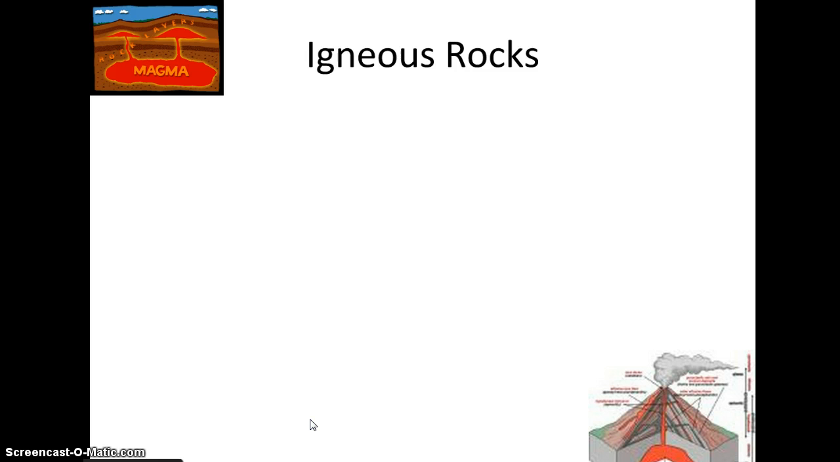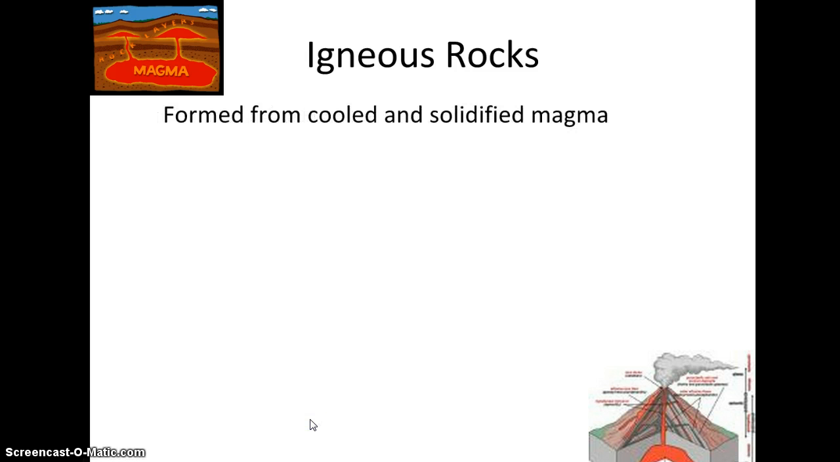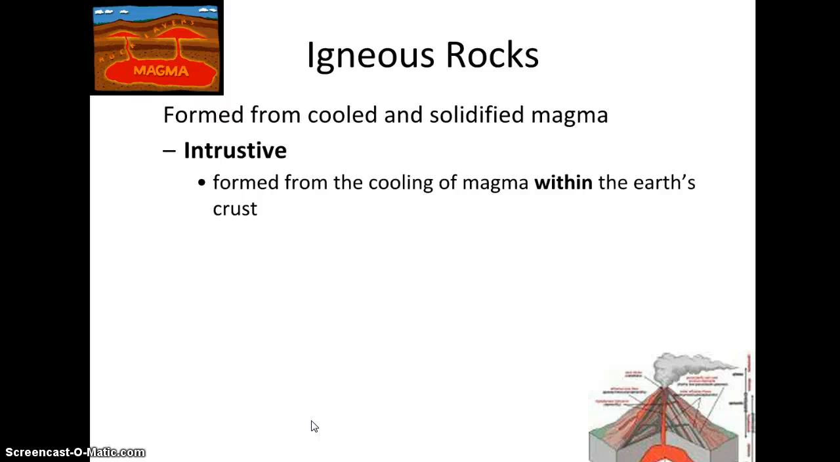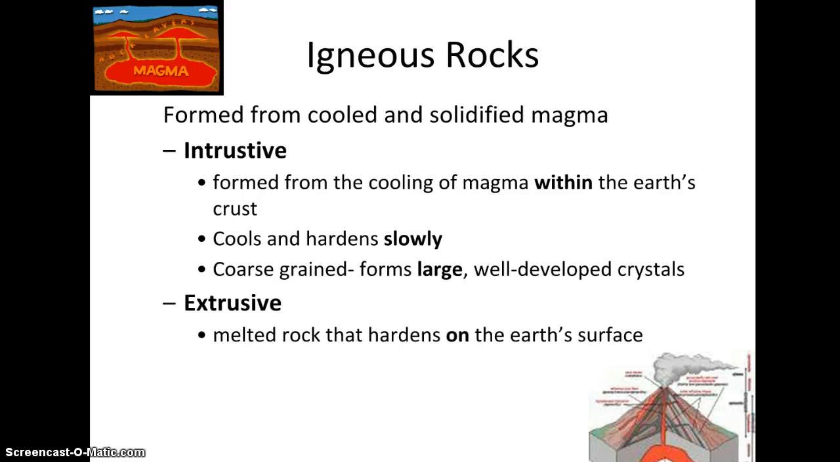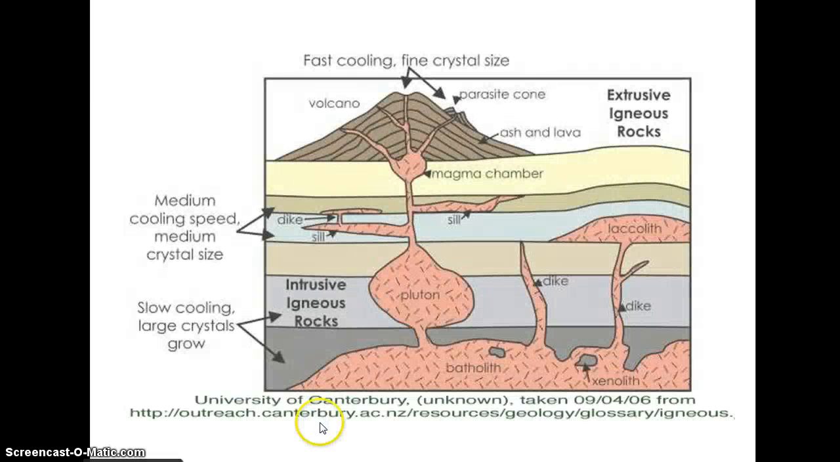So igneous rock, I'm just going to go over really quickly. You don't have to take notes on this because we talked about it in class. But if you remember, that's formed from cooled and solidified magma. It's either intrusive, which means it was cooled within the Earth's crust, and it cools slowly and has really large crystals, or it's extrusive, which means it was melted on the Earth's surface or in the sky as it was ejected out. It cools rapidly, and it's fine-grained. And that's just showing you pictures of the different types of igneous rocks and formations that are formed because of it.